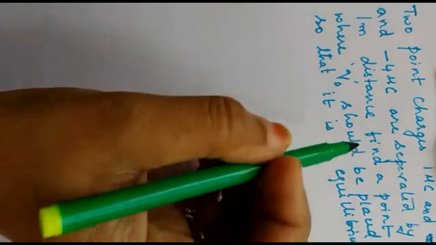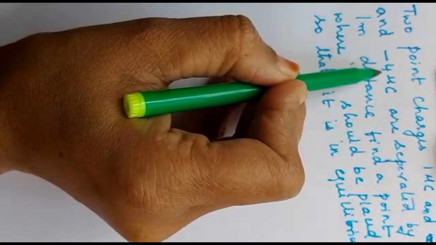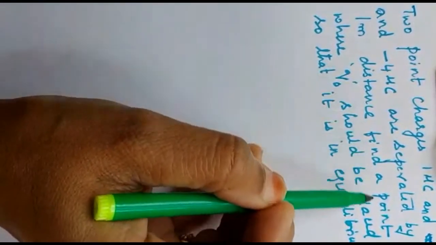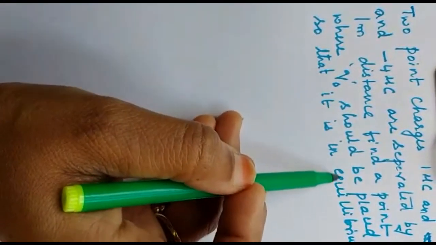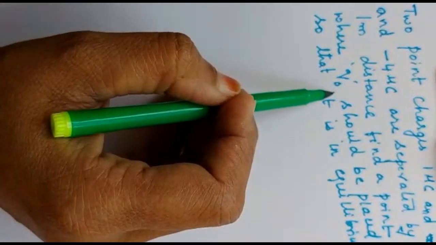Okay, similar to the previous question, here I have given you 1 microcoulomb and 4 microcoulomb. Instead of plus 4, it is minus 4 microcoulomb. They are separated by 1 meter distance. So you have to find a point where Q naught should be placed so that it is in equilibrium. That means Q naught should be in equilibrium.